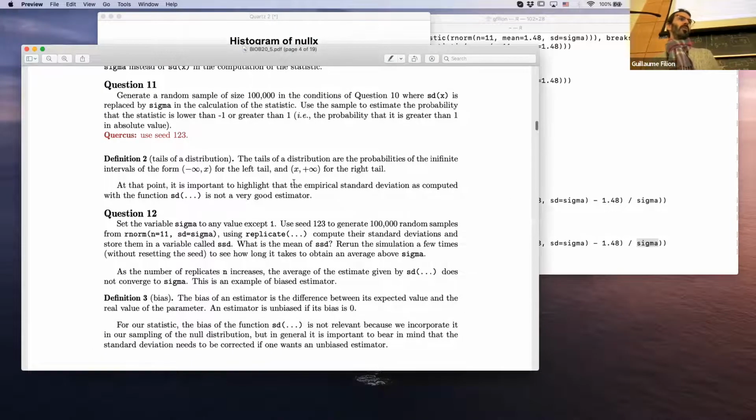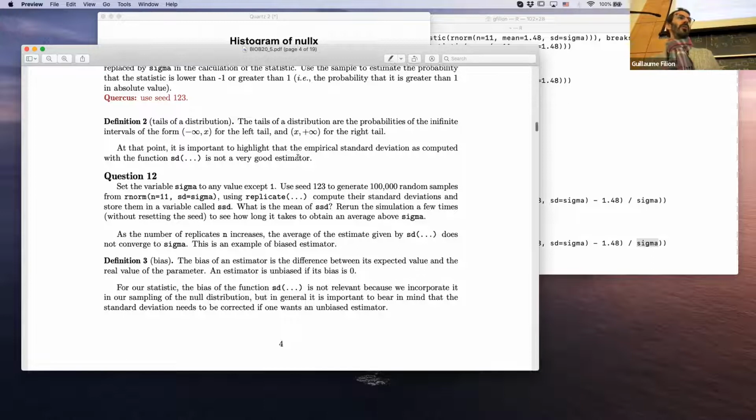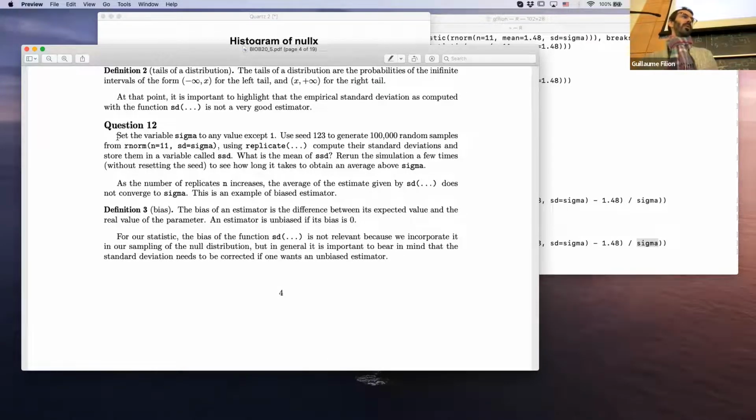At that point, it is important to highlight that the empirical standard deviation, as computed with the function SD, is not a very good estimator. So we haven't really discussed at all what is a good estimator, what is a bad estimator, but for sure SD is a bad one, and we're going to see what that means right now.